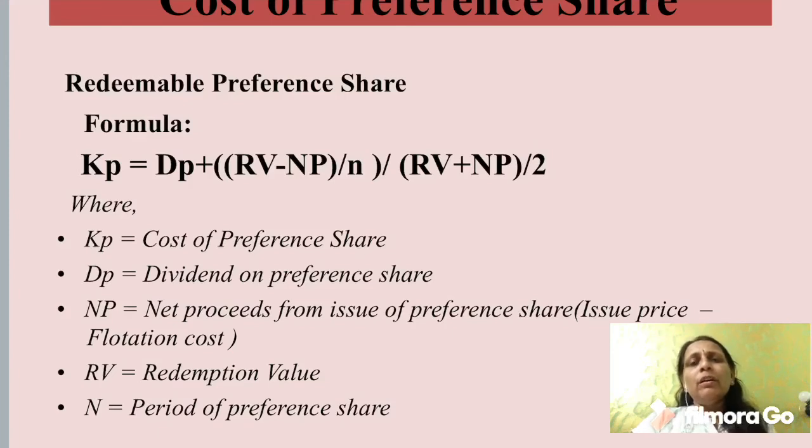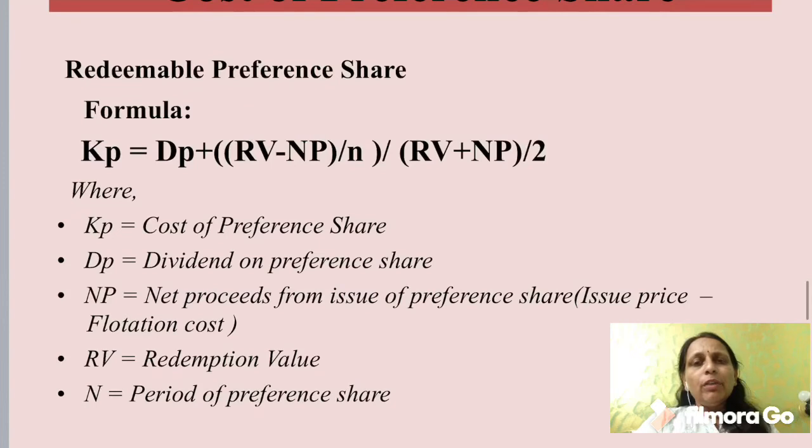But depending upon the investment scenario and the market sentiments, the company has to decide whether they will be issuing at discount or premium, or whether they will be redeeming at discount or premium, and accordingly we have to modify the formula. So, the formula for redeemable preference share is: Kp, here again the cost of preference share, equals dividend plus (redemption value minus net proceed) over N. N here is the time period for preference share maturity. The whole divided by (redemption value plus net proceed) divided by 2, that means the average of redemption value and net proceed.